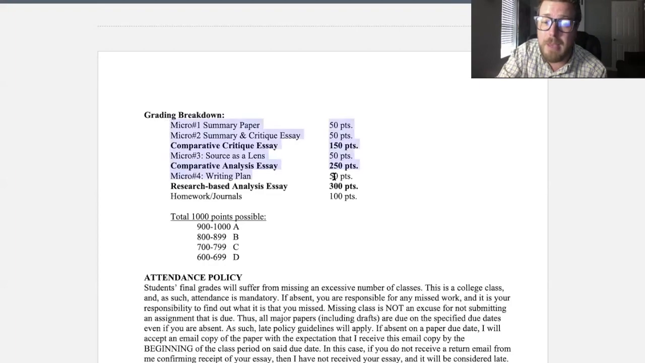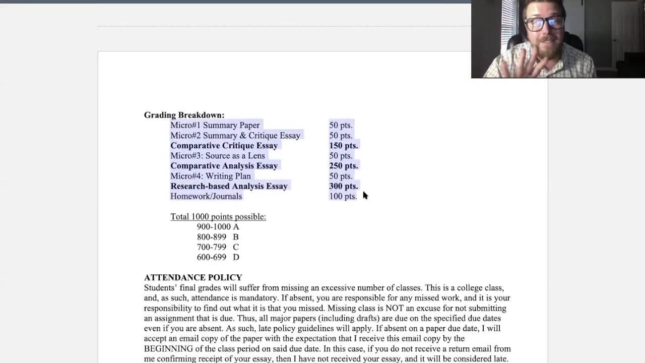We have 7 different papers in this course. You're probably going, woof, right? The good news is that 4 of those 7 papers are what we call micro themes. Now, a micro theme is just that. It is microscopic. It is a small paper. It is usually about 1 page long. You heard me right, 1 page long.